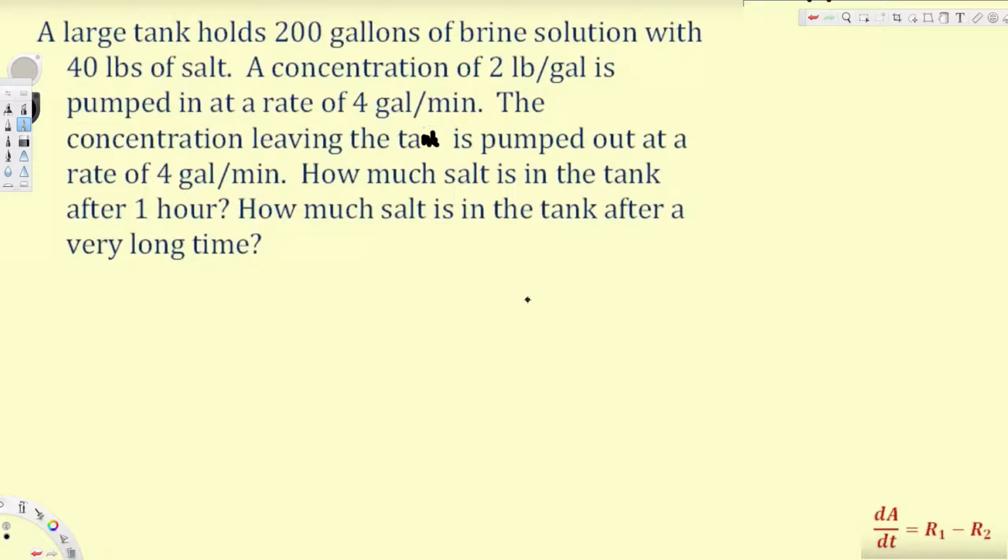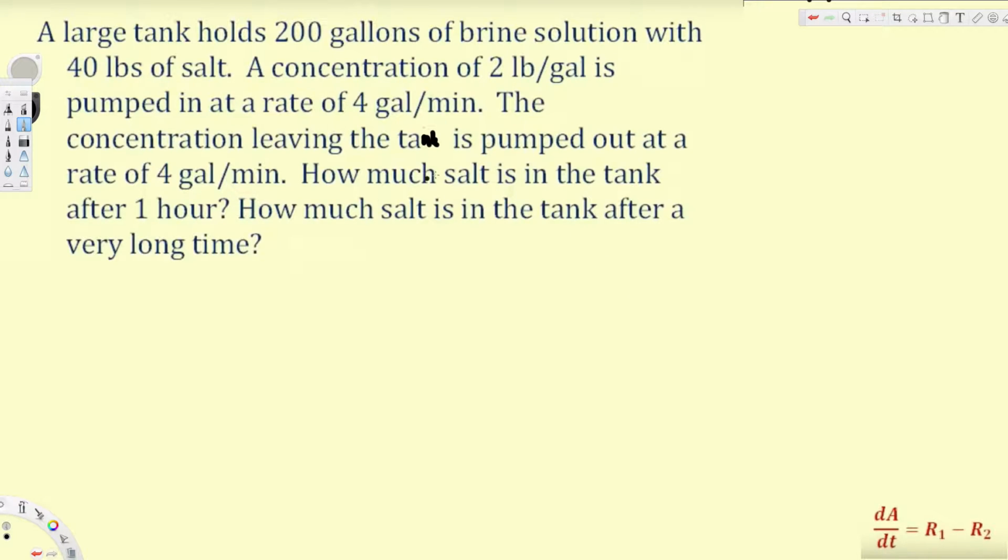Now in order to figure these things out, we have to create a standard function model of this equation. Here we have this equation: dA/dt is equal to R1 minus R2. dA/dt is the rate at which A(t) is changing in the tank, R1 is the rate entering the tank, and R2 is the rate leaving the tank. Now we have to figure out R1 and R2.